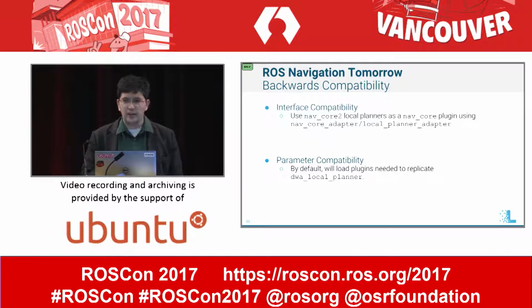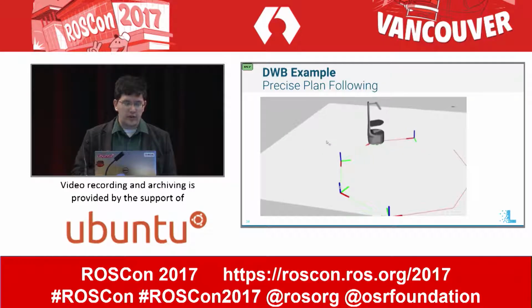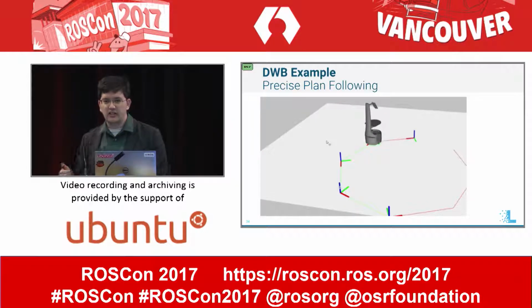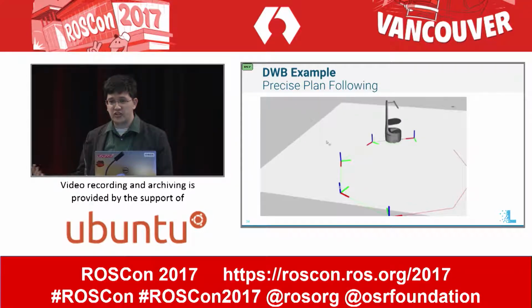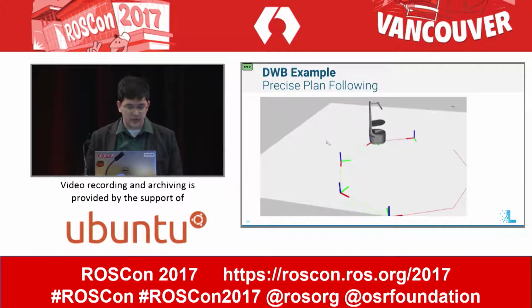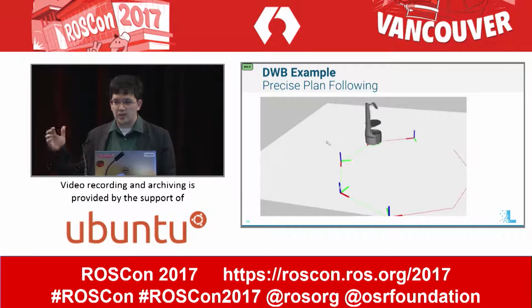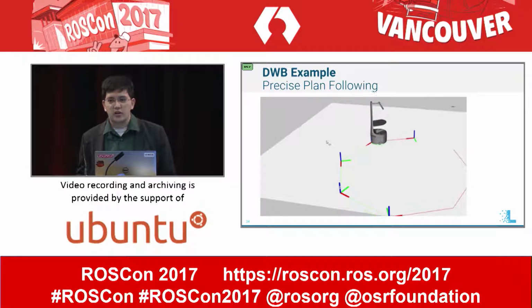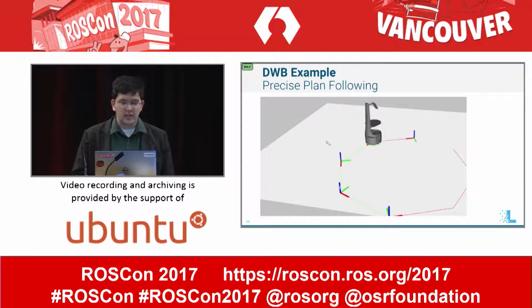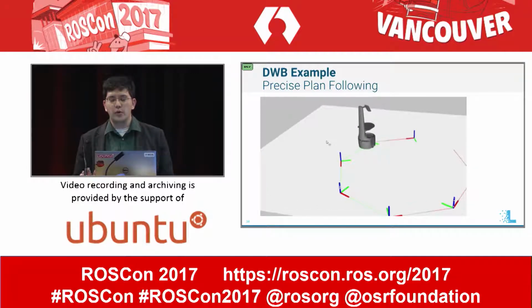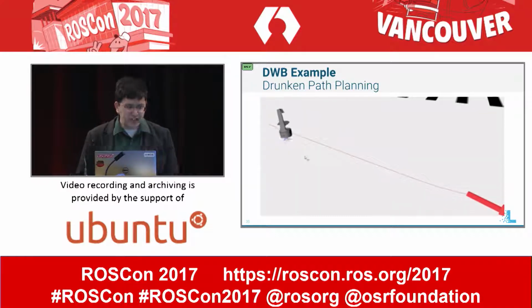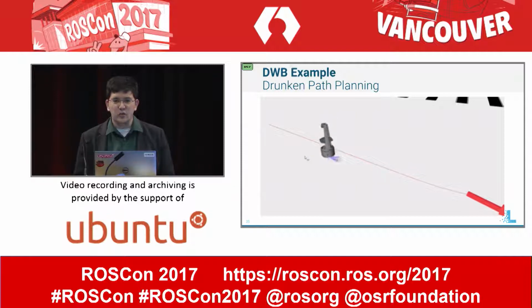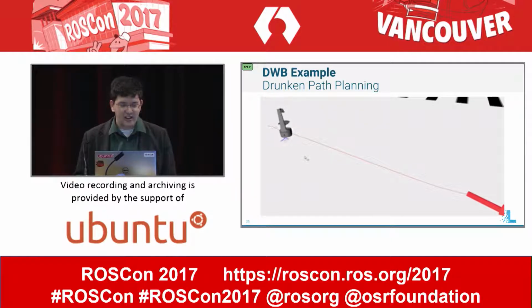And so here's 2 examples using the robot that we have at Locus Robotics. So here is an example of precise plan following. And this is just a trajectory critic that I whipped up last week, where it's going to follow the waypoints that are given to it in the global plan exactly. Of course, you can also go the complete opposite way and have something that doesn't follow the global path closely at all. And so here is drunken path planning that just travels along the global path in a sine curve.